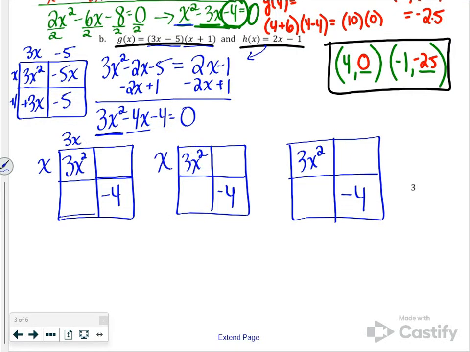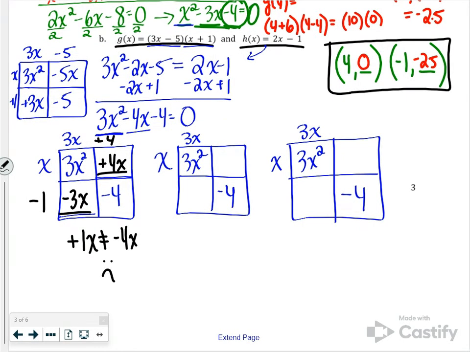So I'm going to set each of these up the same, and then we can try and play around and get the right amount of x's. There's a couple ways to make -4. We could do -1 times +4, and in that case we would get plus 4x and minus 3x, and that is going to equal out to positive 1x, which is not the same as negative 4x, so that did not work.